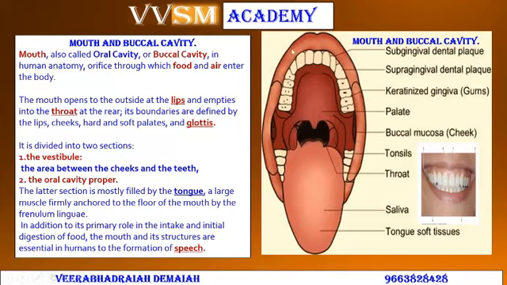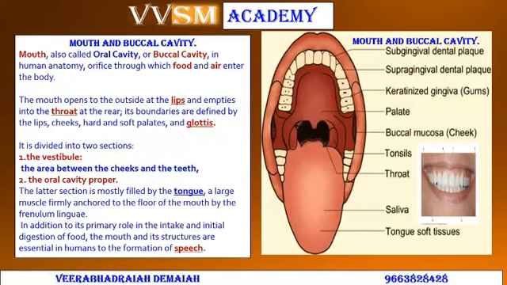This is the part of the expanded parts of the lips. This is the tongue. It is divided into two sections. This is the vestibule, the area between the cheeks and the teeth, and the oral cavity proper. The latter section is mostly filled by the tongue. This is the tongue, the large muscle firmly anchored to the floor of the mouth by the frenulum linguae.